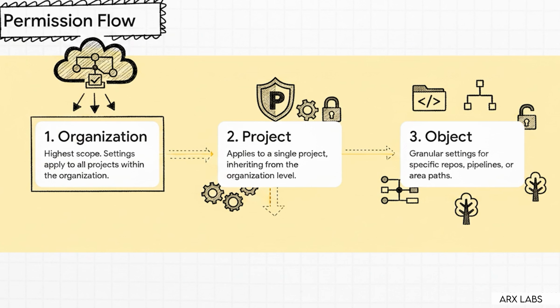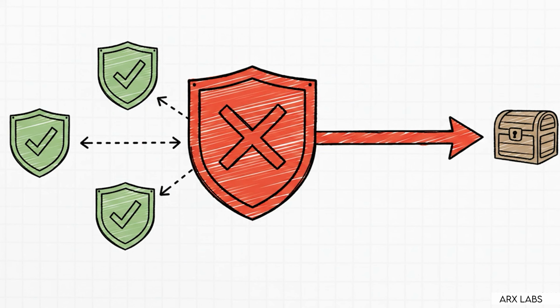We're talking permissions for one specific repository or a single build pipeline or even a particular branch within a repo. It goes from broad strokes to a fine-tipped pen. Okay, now listen up, because this next part is maybe the single most important rule in this entire system. If you forget everything else, remember this. Deny always wins. I'm serious.